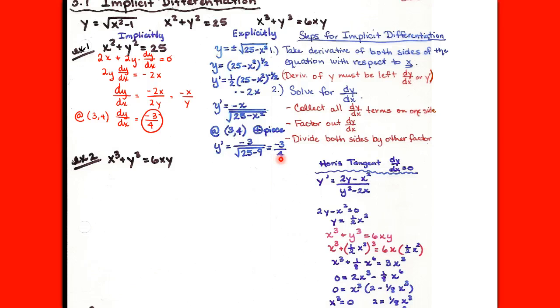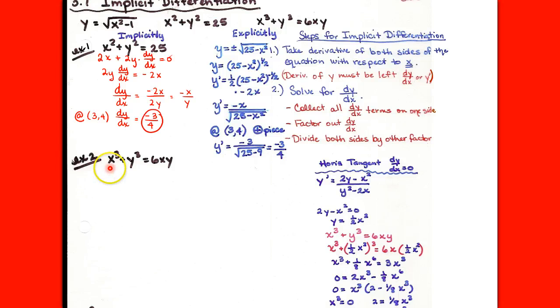All right, look at example 2. Example 2 was the one that we said we don't even want to attempt to get y by itself and do that one explicitly, right? There are some times that I won't even be able to get y by itself and then take the derivative explicitly. So let's do this one implicitly.